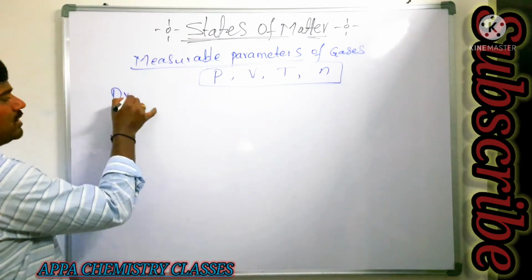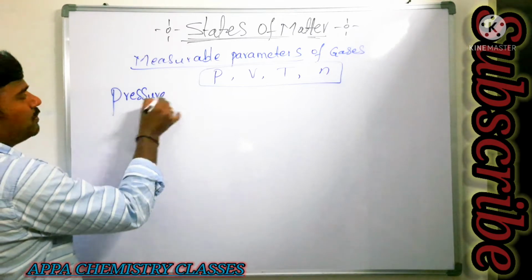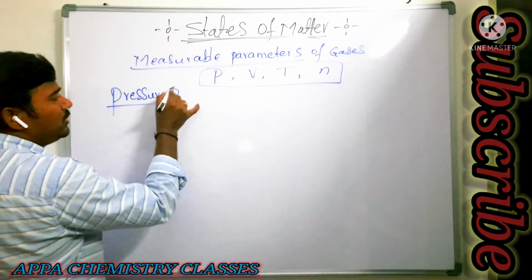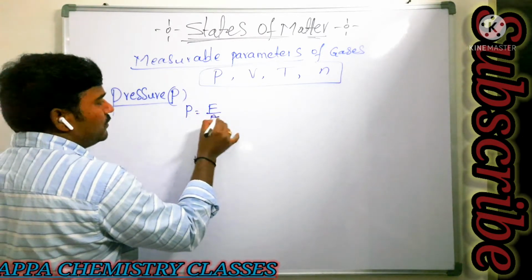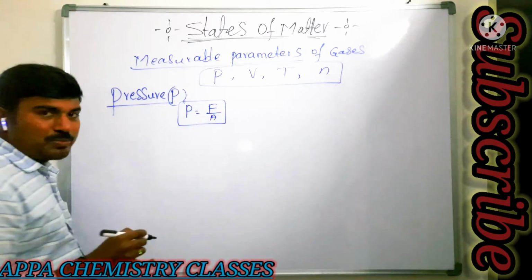First one we are going to see is pressure. Pressure is represented with P. So pressure is nothing but what? Force per unit area. Pressure is nothing but force per unit area.